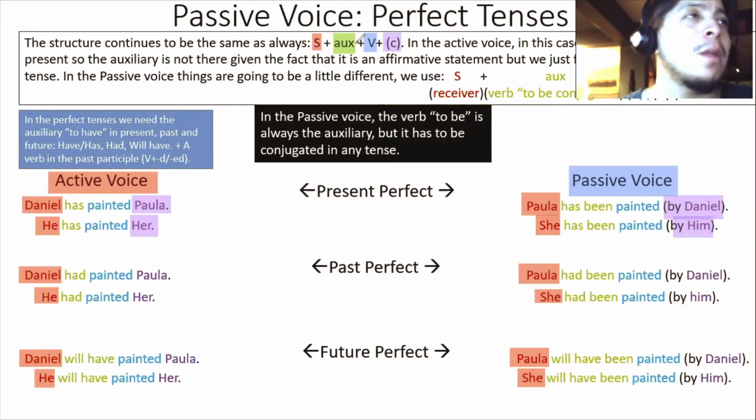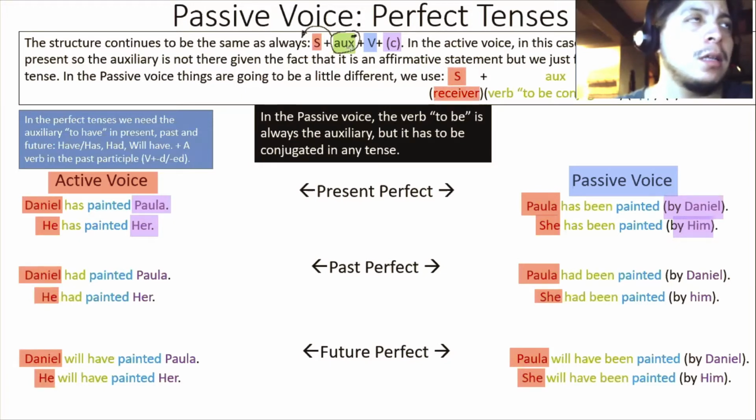Remember that if you want to make a negative statement, the auxiliary or the modal verb takes the negative. If you want to make a question, the auxiliary, this word here, switches positions with the subject, and you start auxiliary, subject, verb, and complement. So this is the structure for everything. In the passive voice, we have pretty much the same thing, but the difference is that the subject is not the doer of the action. The subject is the receiver of the action, okay?